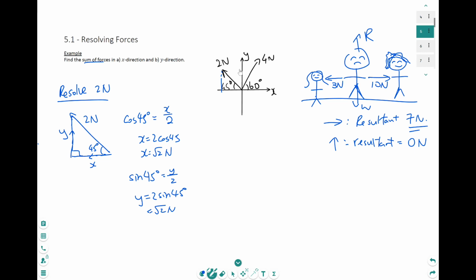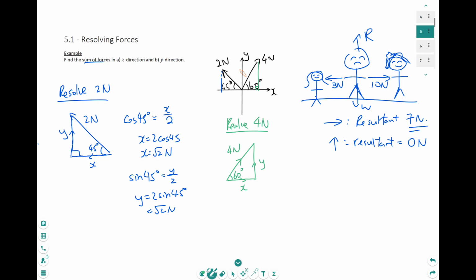Let's do the same for the 4 newton. Let me change to a different color. So the 4 newton, I can again make a right angle triangle here. In order to find the sum of forces, I need to first resolve each of them so we can compare. I need horizontal forces and vertical forces; diagonal is not going to help us. Look at the direction of the 4 newton: pointing top right. So x is going to the right and y is going upwards, and that's 60 degrees.